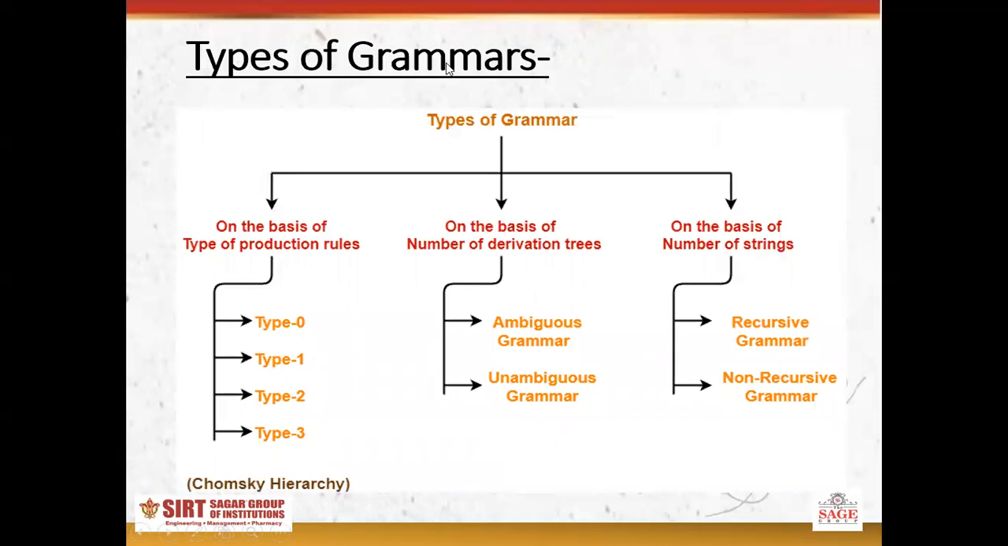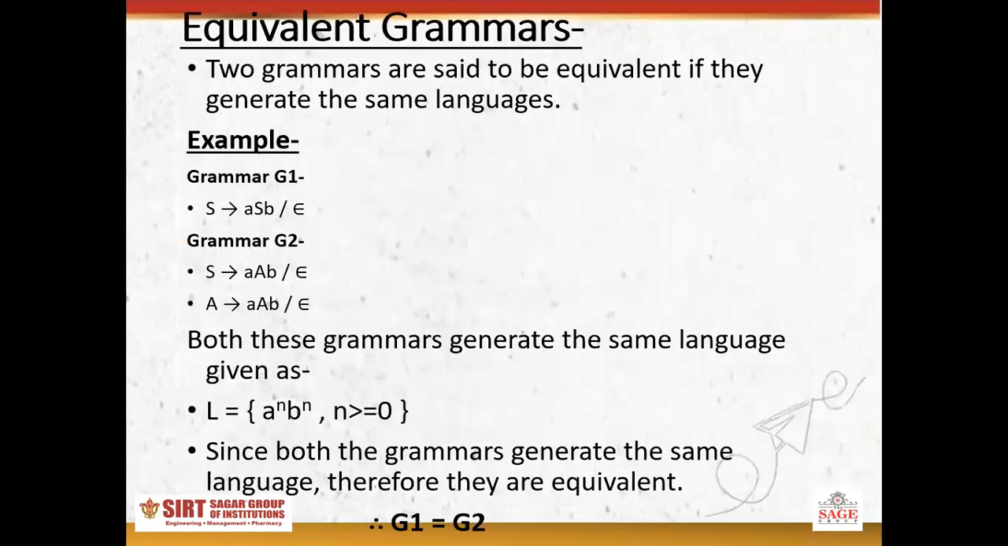Types of grammar. Grammars are basically divided into three parts: on the basis of production rule, on the basis of the number of derivation trees, and third on the basis of the number of strings. We are starting with the number of derivation trees, in which first we move on to ambiguous grammar, then we learn about unambiguous grammar. One more term that comes in grammar is equivalent grammar. So what are equivalent grammars? Two grammars are said to be equivalent if they generate the same language.